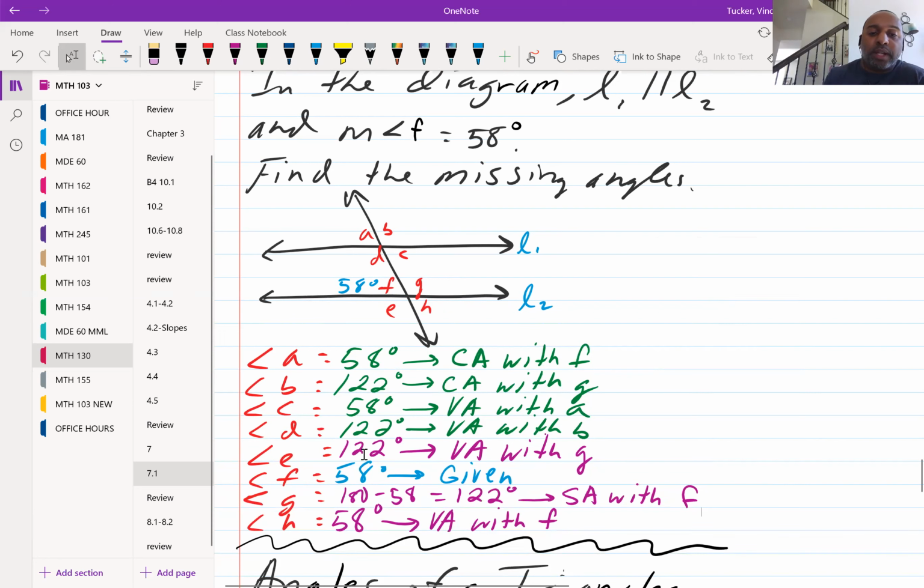And then if you look at E, it is opposite of G. So E is a vertical angle with G. That's why it's 122, just like G was. So before I go to A, B, C, D, is everybody okay with E, F, G, H?